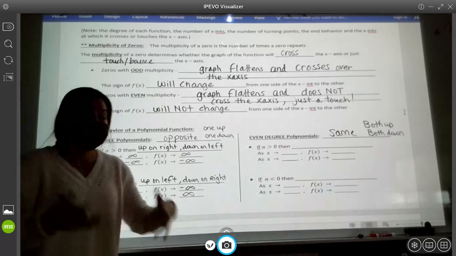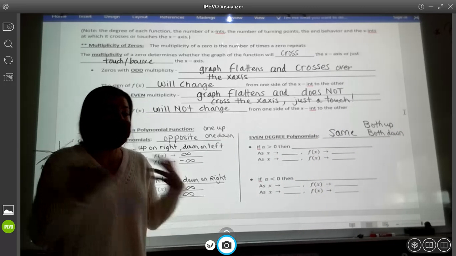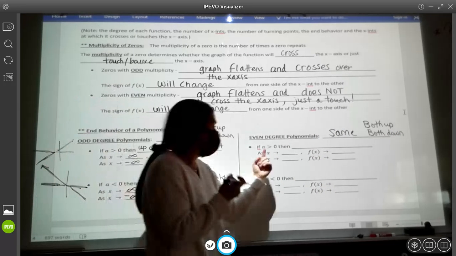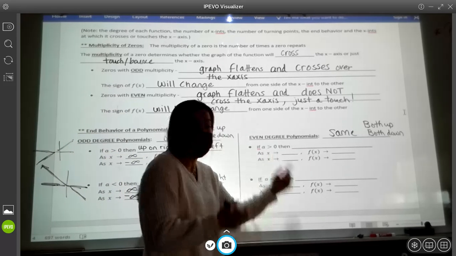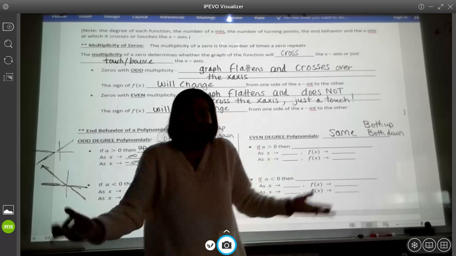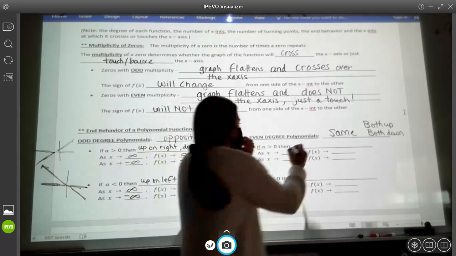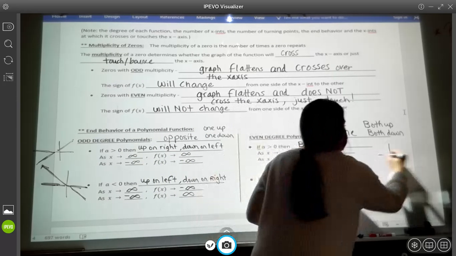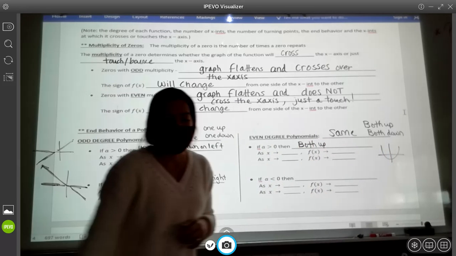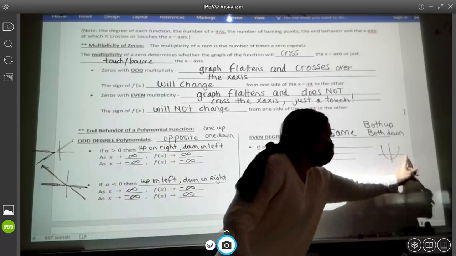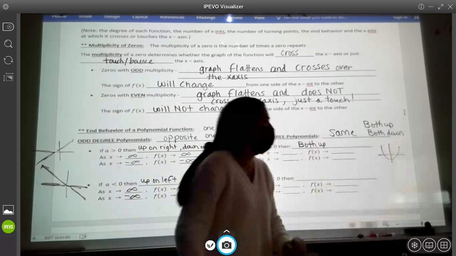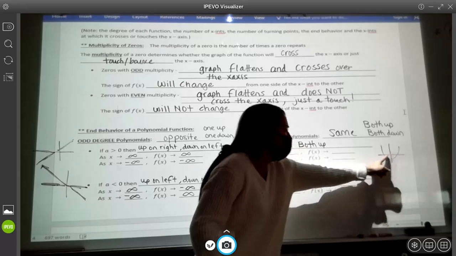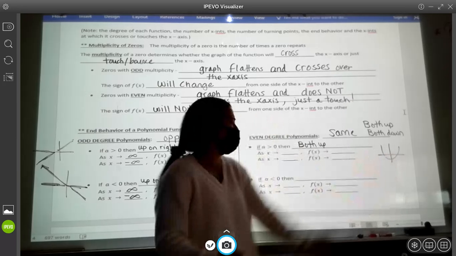There's a way to tell just by looking at the polynomial function which end is up and which end is down. If the leading coefficient a is positive, then it's both up. Think about your parabolas. If a is positive, the parabola goes up. So in an upward-facing parabola, as x goes to infinity, f of x goes to infinity. As x goes to negative infinity, f of x goes to infinity.